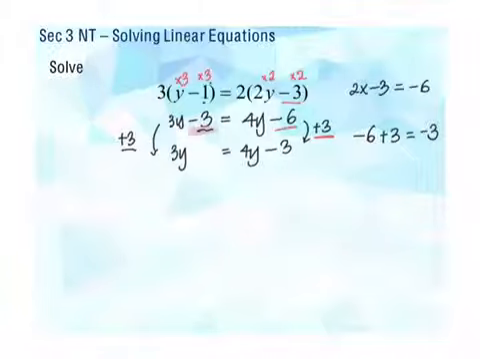Next, we need to get 4y from the right hand side to go over to the left hand side. Now this is positive 4y. What can we do to get rid of positive 4y? We'll do the reverse operation. Minus 4y, minus 4y.